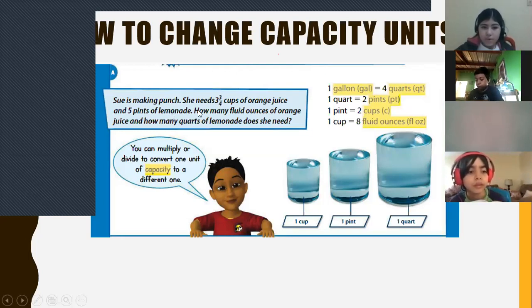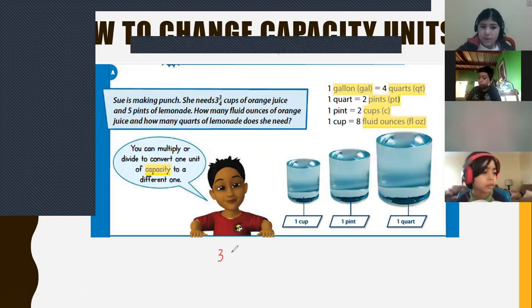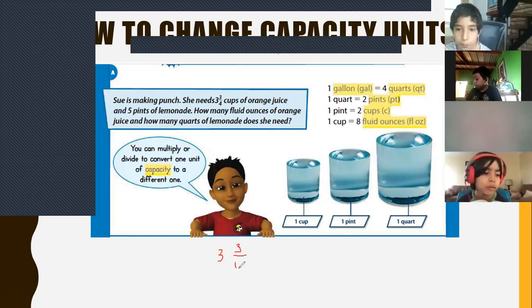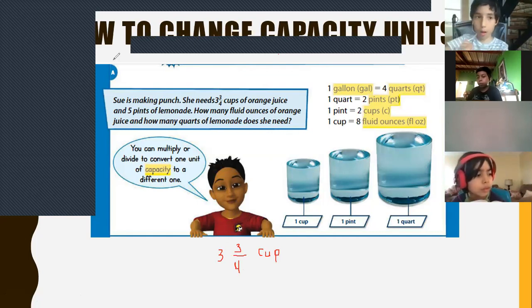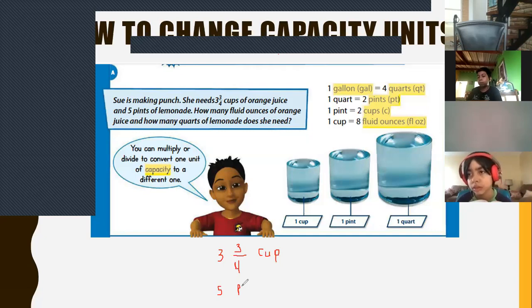Sue is making punch. She needs 4 cups of orange juice and 5 pints of lemonade. How many fluid ounces of orange juice and how many quarts of lemonade does she need? Okay, actually she needs 3 cups of orange juice, and 5 pints of what? Of what, guys? Of lemonade.